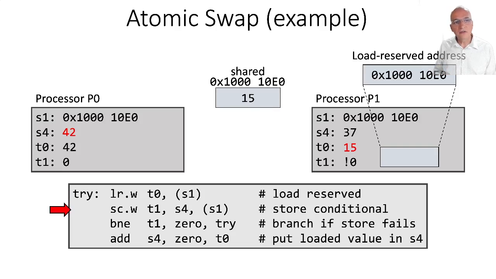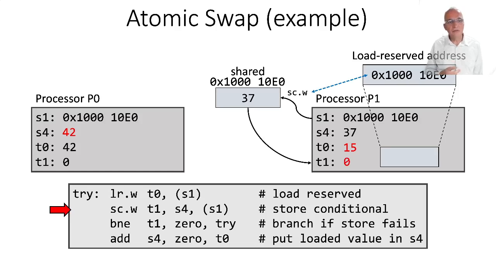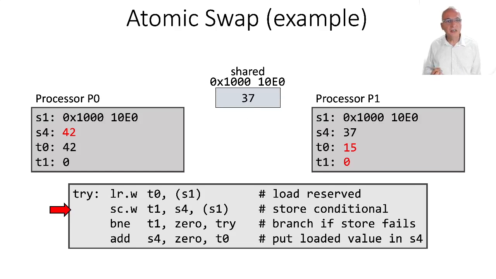And now we're going to try to do the store conditional. In this situation, there has been no other operation to the memory, so it still has the address in its load reserve table. So it will be successful in completing the store conditional, because the address that it is trying to do the store conditional to is in the internal load reserve table, and it will be able to write the number 37 in memory, and it will receive the result that it succeeded. And now the branch will not be taken because T1 is 0. And now I'll copy the value from T0 into S4.